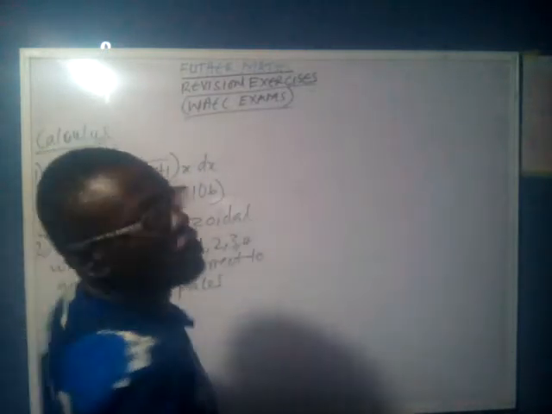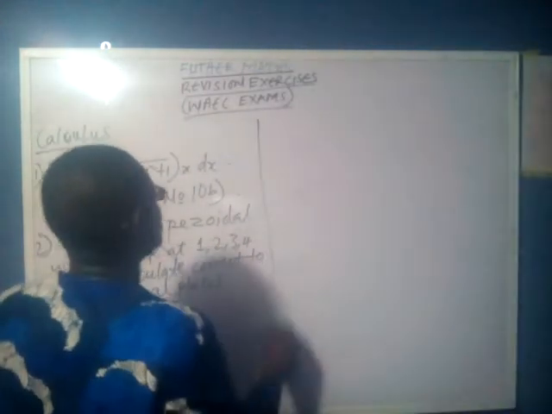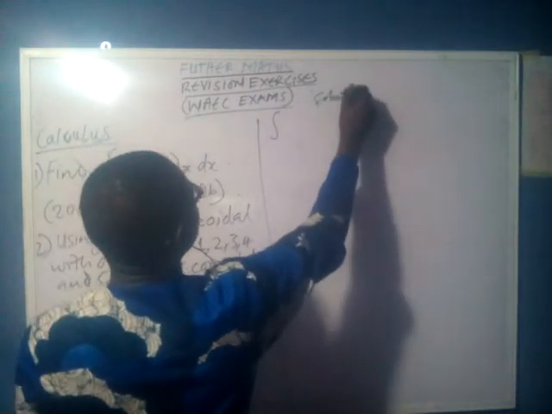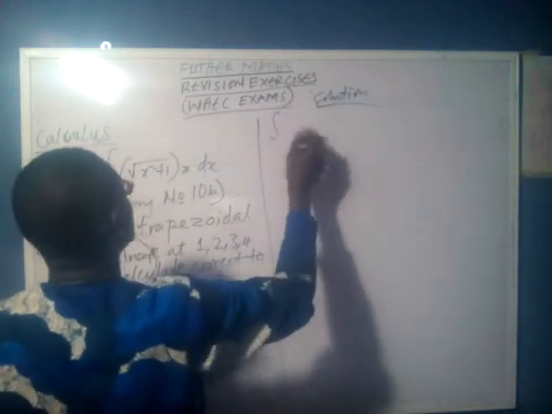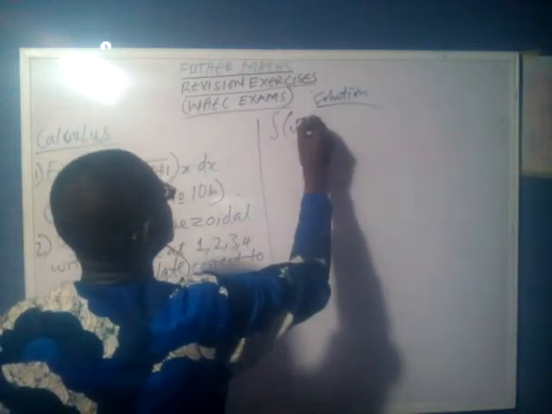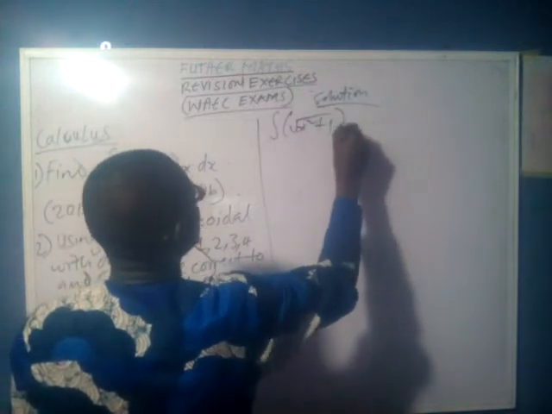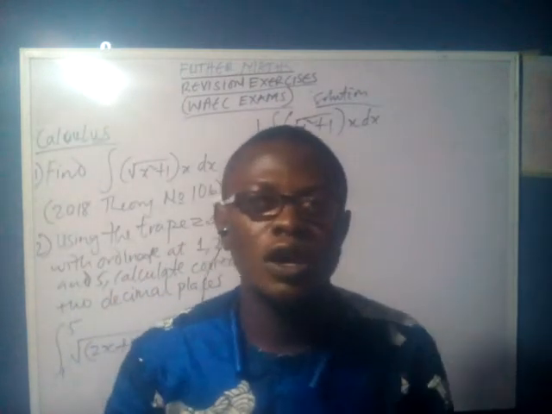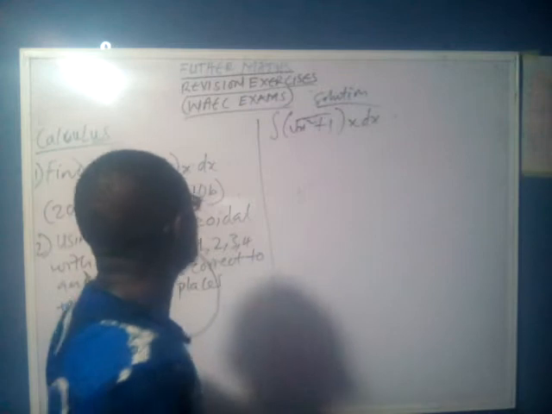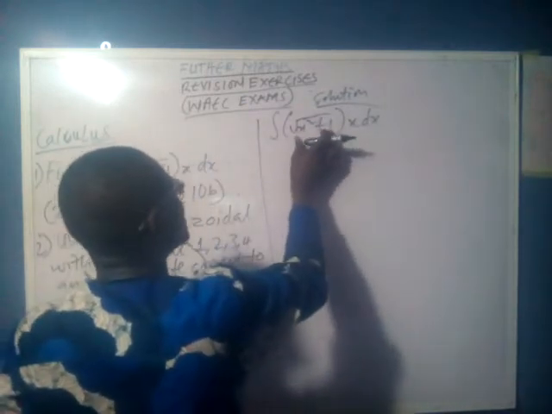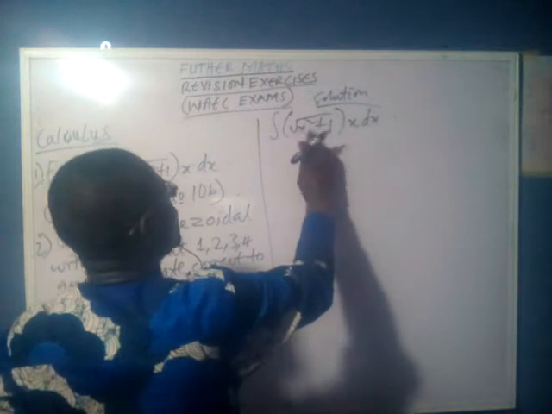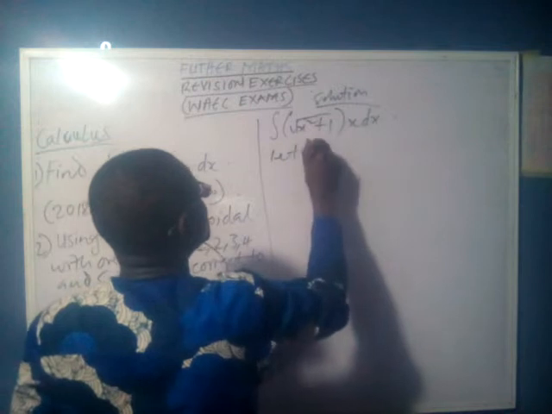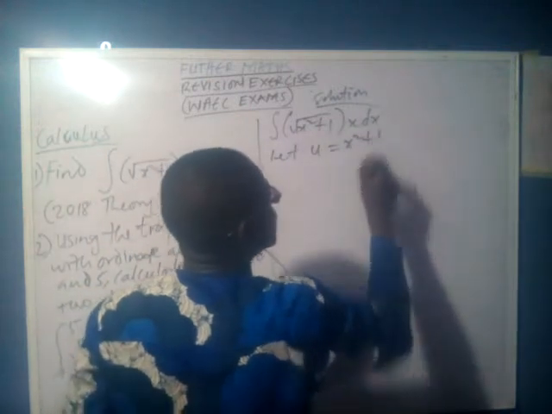It says we should find the integral. I want to find the solution now. The integral of root x squared plus 1 times x dx. This type of integral is done using algebraic substitution. So now, what do we have inside the bracket? Under the square root we have x squared plus 1. You can let something represent that x squared plus 1.